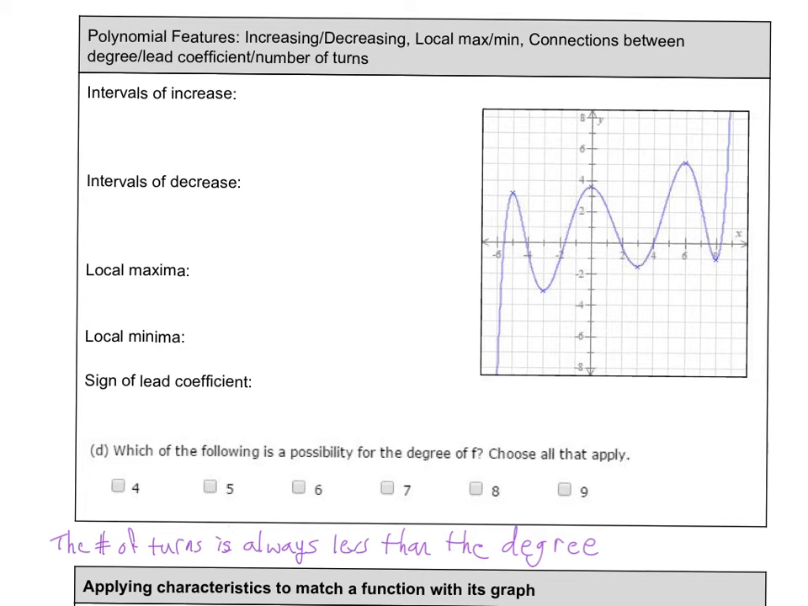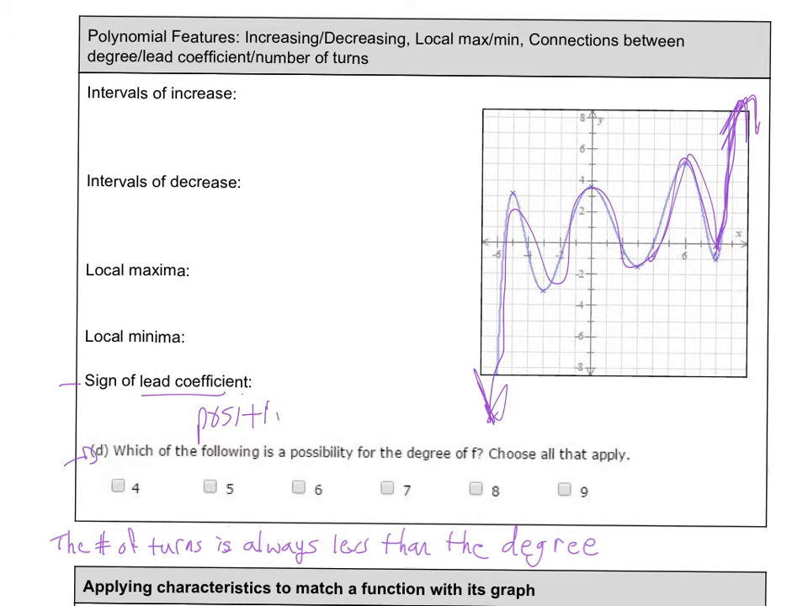For these last two questions, the sign of the lead coefficient and the degree, this is all questions related to the behaviors of the graph. So this graph, we can see that the right side definitely is going up. Even though it does all this other stuff, it eventually just goes up and keeps going up. And the left side goes down, down, down, down, down. So what do I know? I know that if the right side's up, then I know for sure that the lead coefficient is positive.